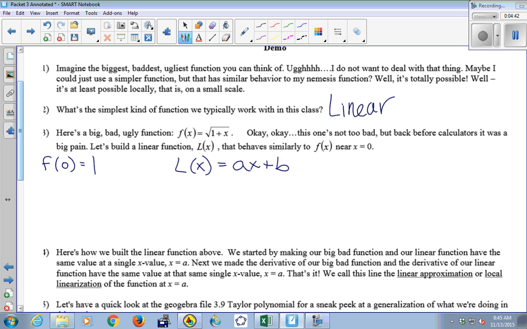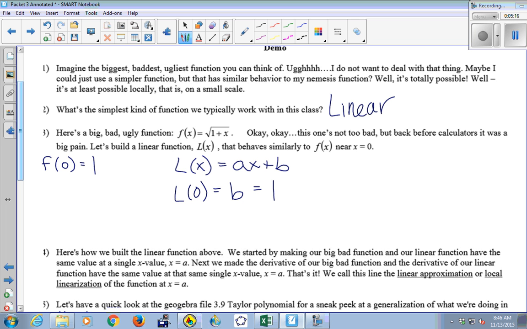Okay. So if f of 0 is 1, I want to make sure L of 0 is also 1. If I want it to be close near 0, I should make it exact right at 0. Okay, so L of 0 is going to be a times 0 plus b, which is, yeah, it's going to be 1. But if you plug 0 into this formula, what do you get? B, yeah, which has to be 1. Okay, good. So I now know b.